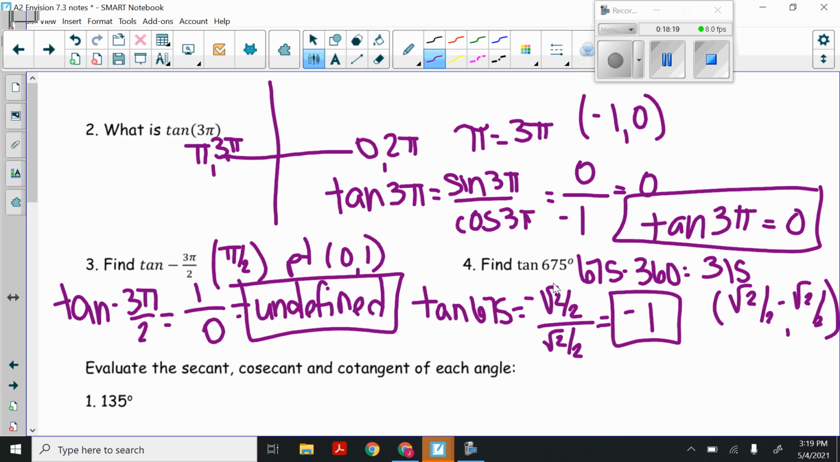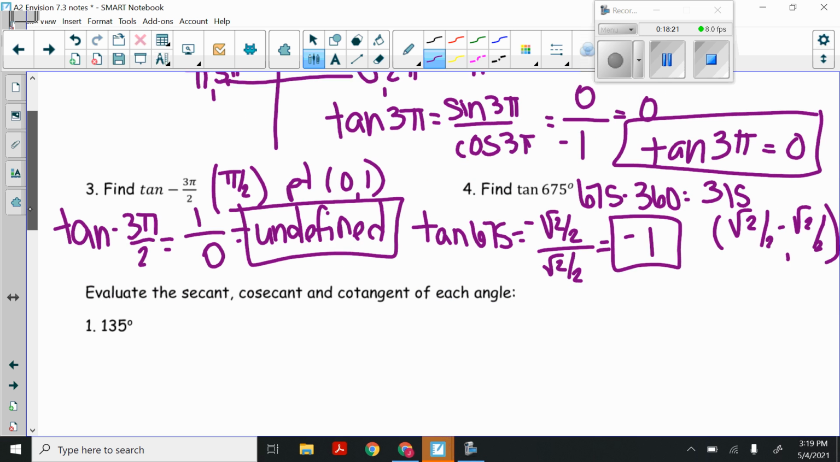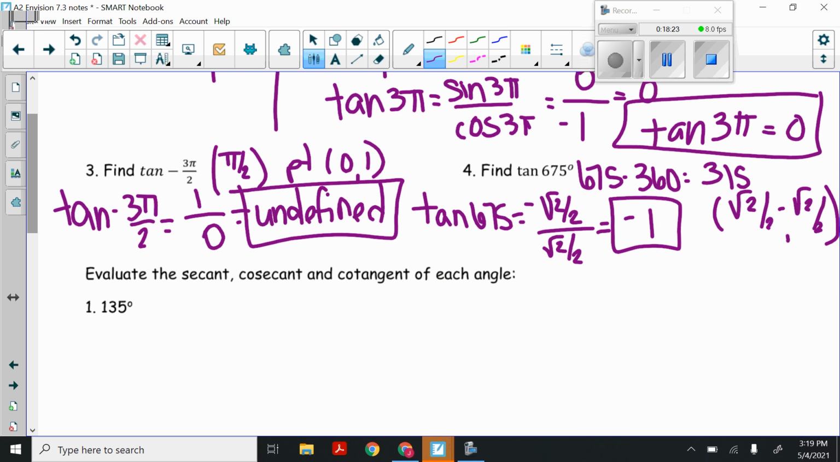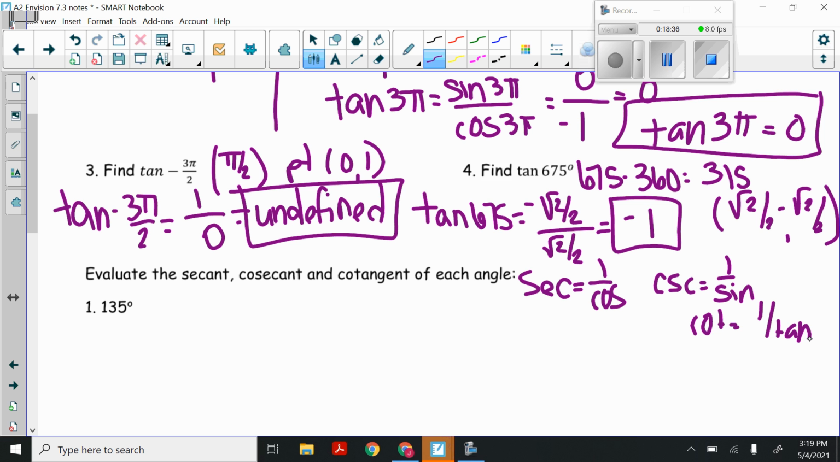So now we're going to evaluate the secant, the cosecant, and the cotangent of each angle. Remember that the secant is really 1 over the cosine. The cosecant is really 1 over the sine. And the cotangent is really 1 over the tangent. So 135 degrees, look at your unit circle. What is the point on your unit circle at 135 degrees? That is negative square root of 2 over 2, comma, square root of 2 over 2.